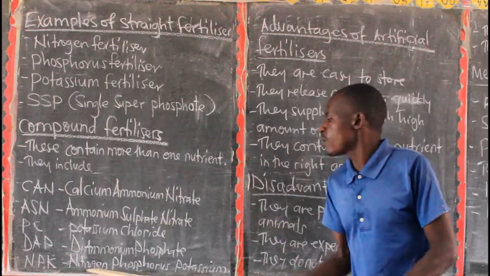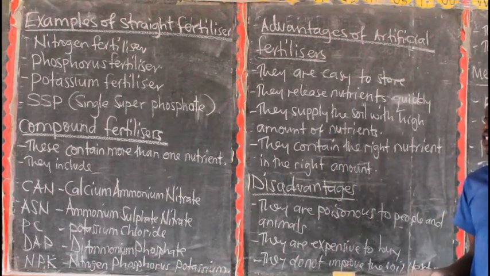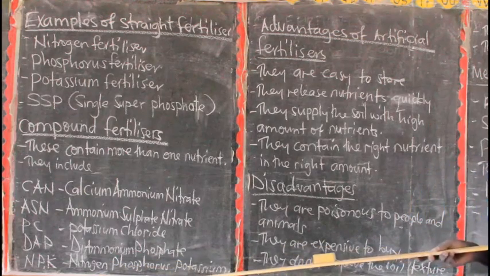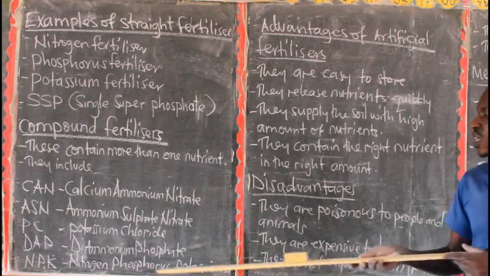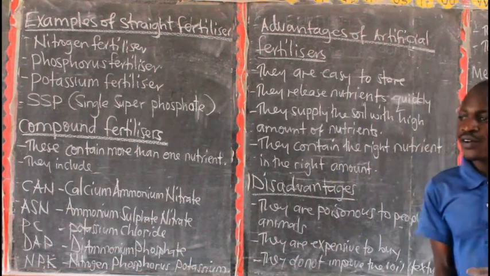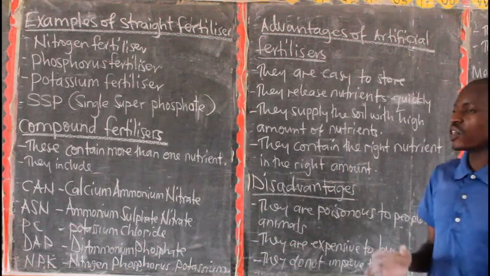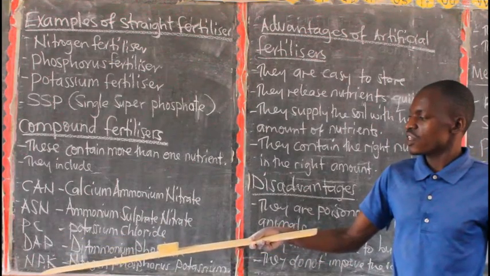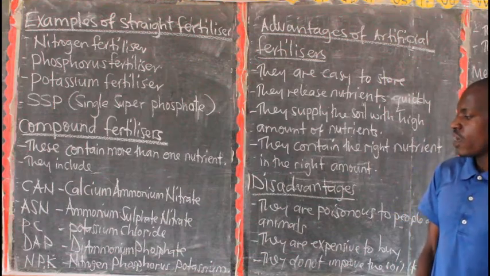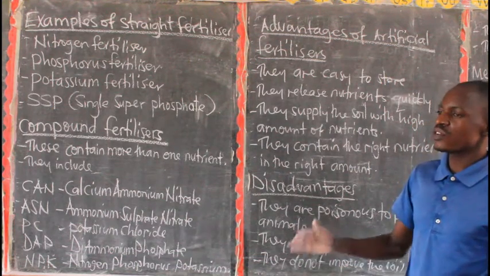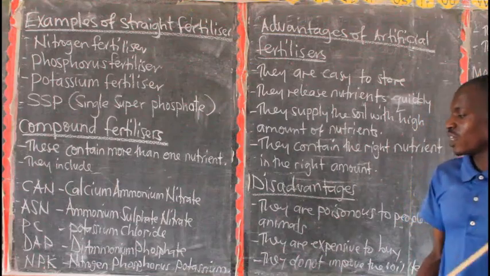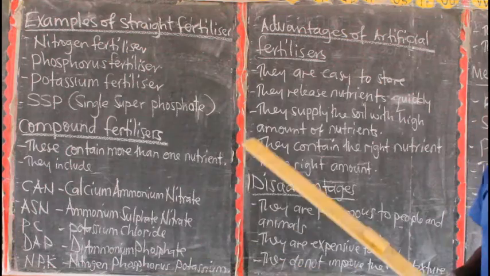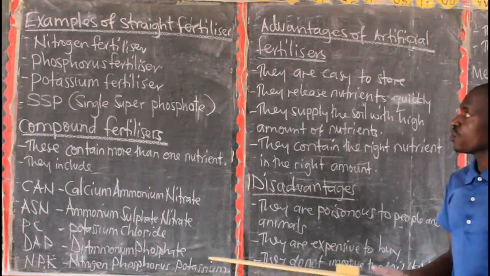Then NPK, this is the commonest fertilizer we use, NPK. That one contains nitrogen, phosphorus, and potassium. This K stands for potassium. When you go to secondary school, we learn about elements and look at their Latin names. K stands for potassium, and in Latin it is kalium. That's why we use K. So NPK gives us those three nutrients.